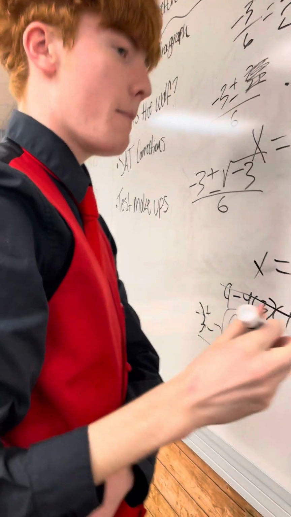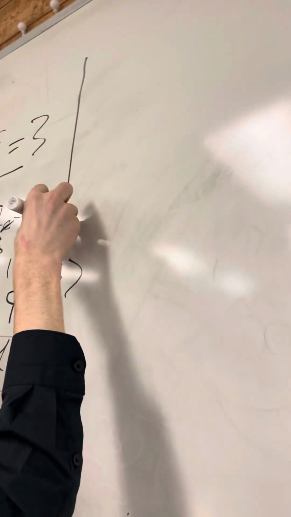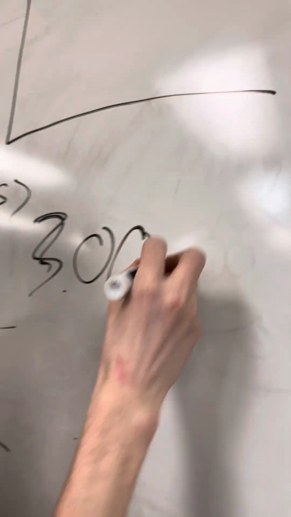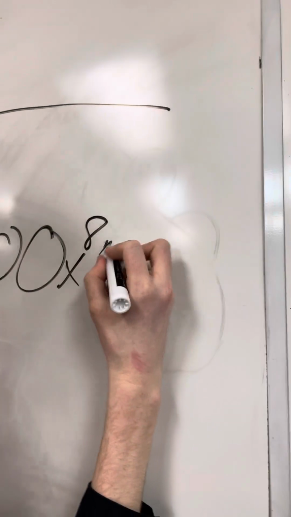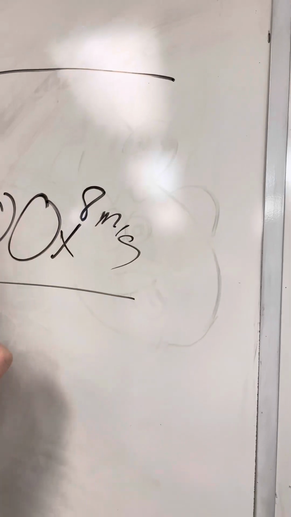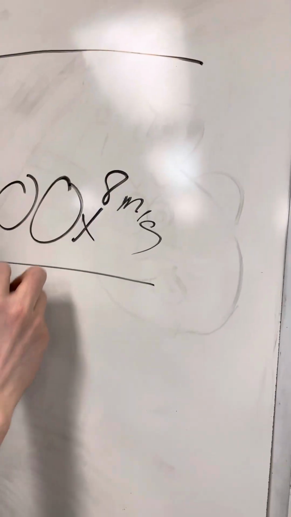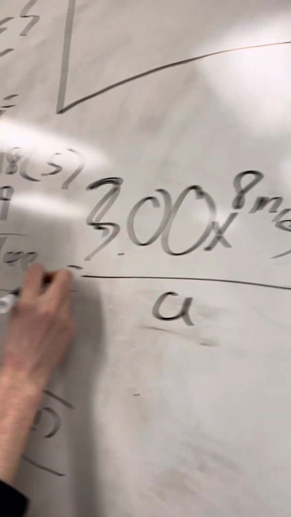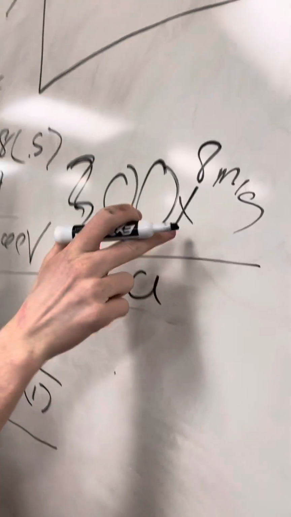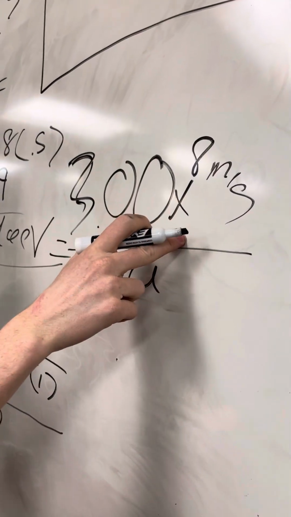So let's think of it this way. Let's get this: 300 times 8 m/s over the variable. We'll say the variable is a for apples, and that equals v, velocity. So this is the speed of light right here.